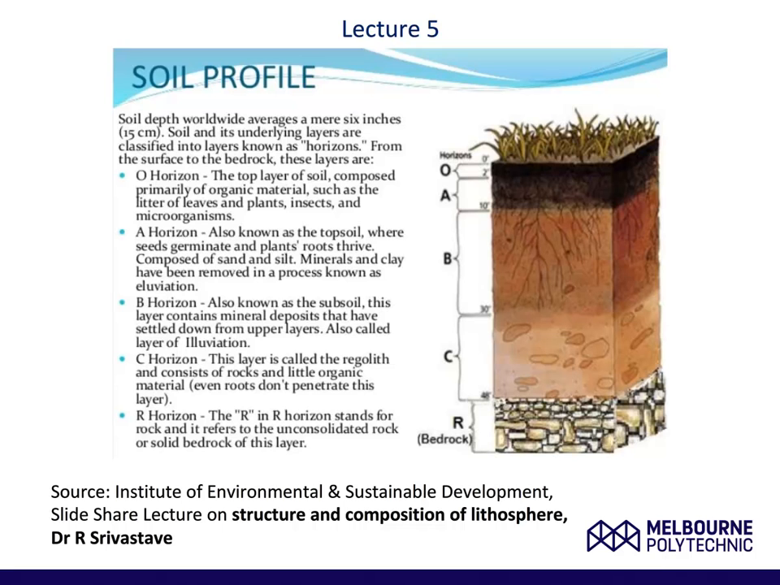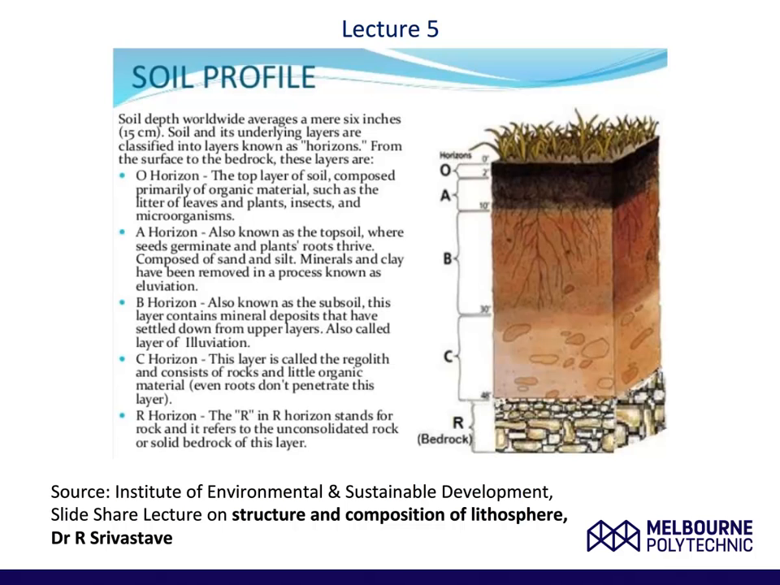After your O horizon is that of the A horizon. This is also known as the topsoil. It is where seeds germinate and plants' roots thrive. It is composed of mostly a mixture of sand and silt. Minerals and clay have been removed in a process known as erosion. You do get some organic matter broken down in this horizon or layer.